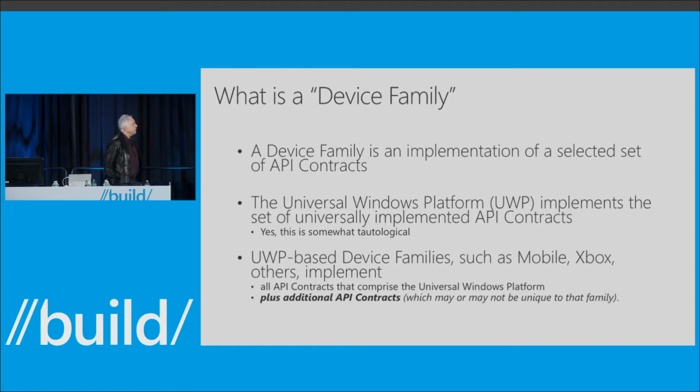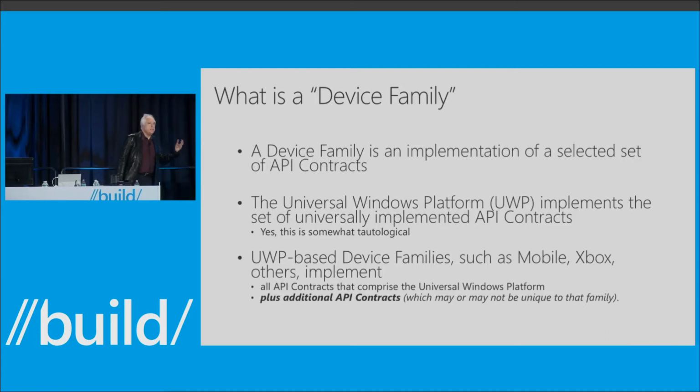It's a family that implements all API contracts that are present universally. And yes, it's sort of a self-referential statement, but everything that's available on all platforms is part of the Universal Windows Platform. And things like mobile and Xbox implement the Universal Windows Platform plus some additional API contracts. Now, notice these additional API contracts that mobile implements may or may not be unique to that platform.